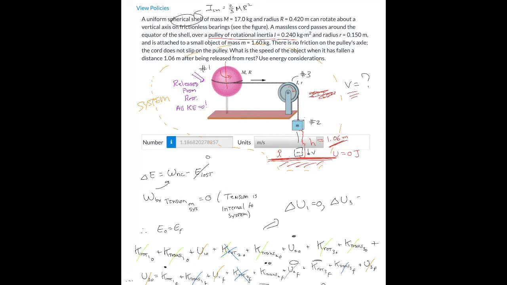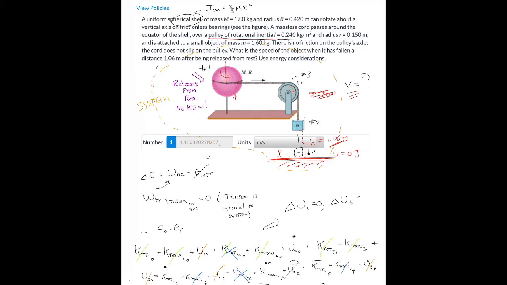What you have to do is define your system, because if I just look at the shell, the initial energy is 0 and the final energy is not 0. It's rotating, so it has rotational kinetic energy. So energy is not conserved for the sphere because that tension does work. Same thing for the pulley. Tension does work on the pulley to speed it up, and this tension does work on the little mass to prevent it from being in free fall.